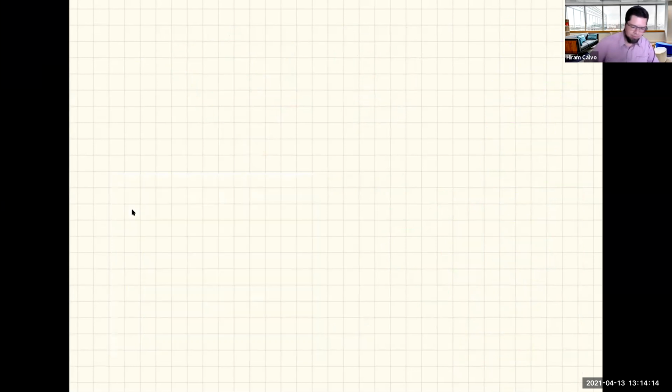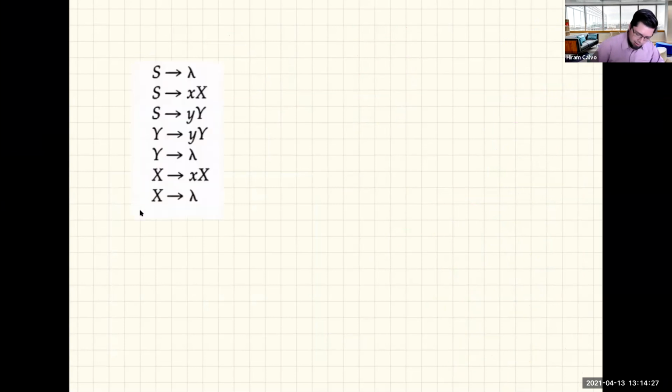Now, another exercise for you. An easy one is this one. Now the reverse. Your goal is to draw a DFA or an NFA from these rules.